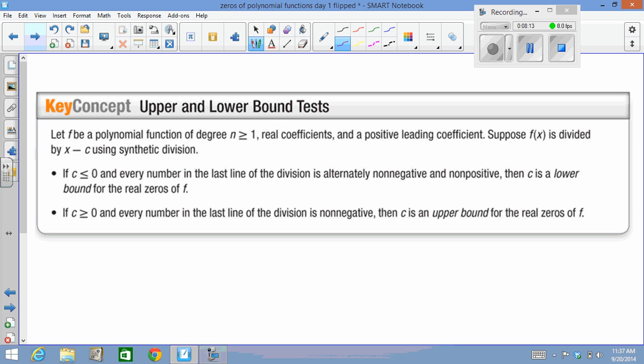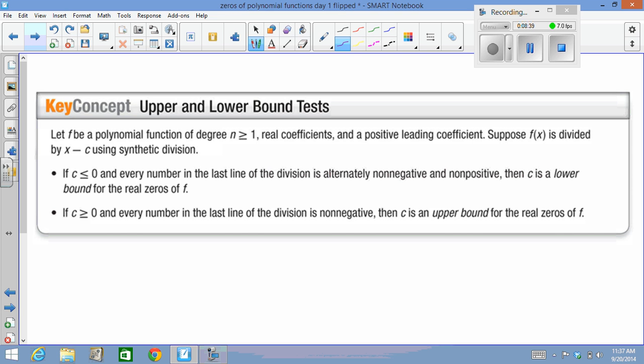Upper and lower bounds test. The upper and lower bounds test helps us to figure out, when we're using synthetic substitution or synthetic division, what numbers would work as a possible solution. So I don't have to check all of my answers. If I had 20 different solutions to check using synthetic substitution of possible answers from the rational zero test, I wouldn't have to do all 20 of them if I use the upper and lower bound.